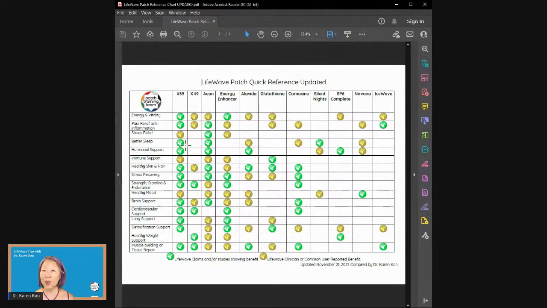So again, the green check marks, we have clinical evidence. The yellow check marks are more anecdotal.